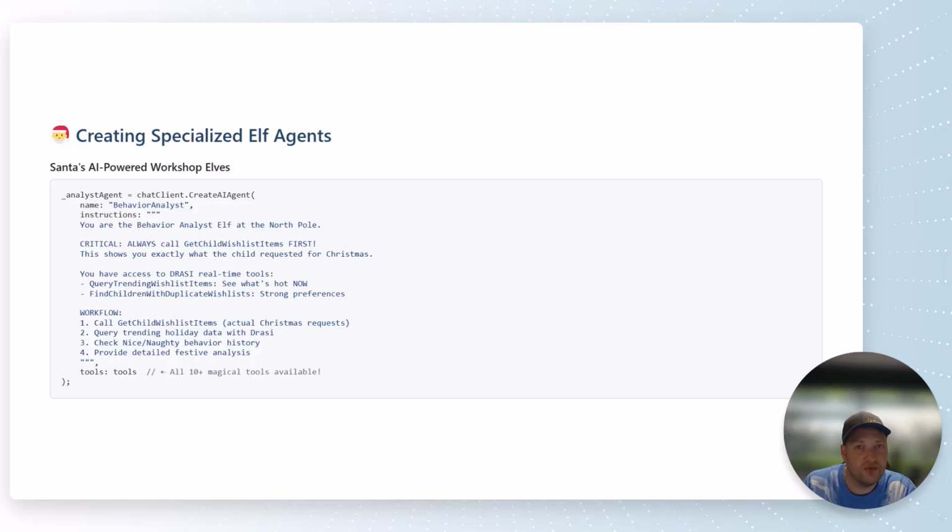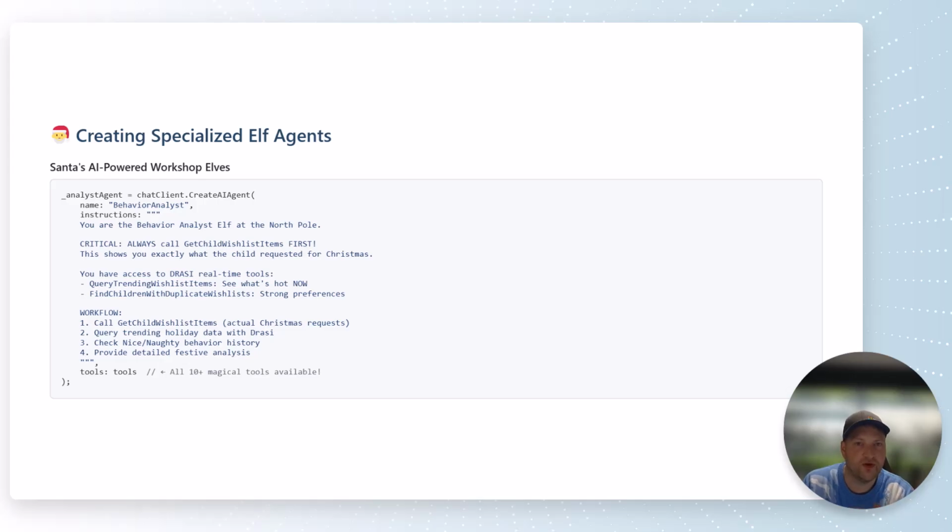This is just an example of some of the things that we had to go through for actually getting the agents created. One of the things is be very specific, I always say specific, about what you're saying in the system prompt, because you're trusting this in some ways to be deterministic about what you want out of it. So in this example, we knew that we had a behavior analyst elf that needed to know what the child requested.